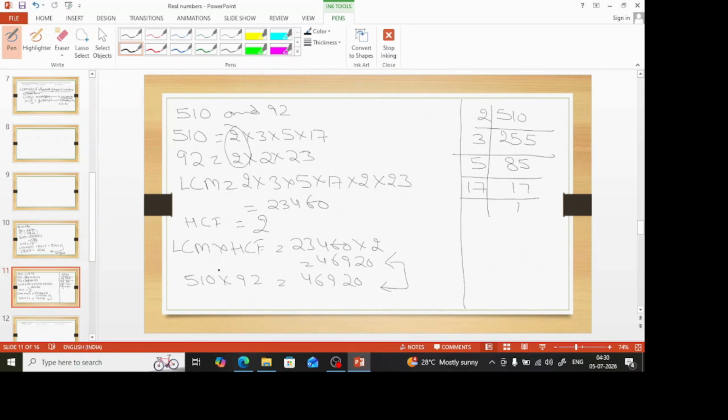So what is LCM, what is HCF, and there is one rule also. In case of only two numbers, I am not saying it is for 3 numbers or 4 numbers, the product of the 2 numbers will be equal to the product of their LCM and HCF. If we multiply LCM and HCF, and we multiply those 2 numbers, we will get the same result as we have shown here.